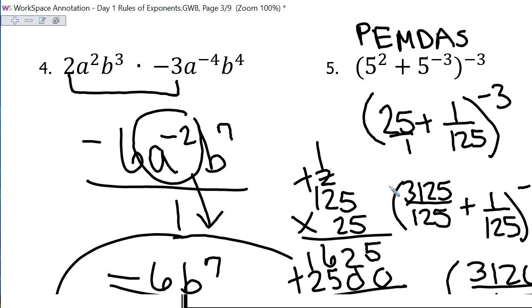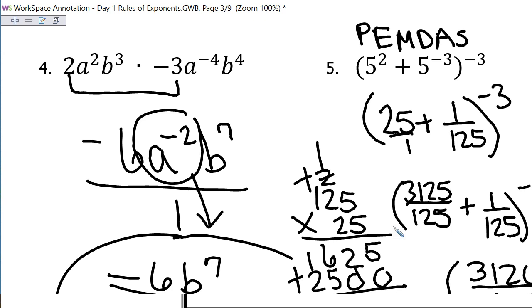Now, who remembers what you need to do if you have a fraction to a negative power? Put it on the other side. What do you mean put it on the other side? What do I do with that fraction? Flip it. So 125 goes to the top, 3,126 goes to the bottom, and negative 3 changes to a positive 3. So if you have a fraction to a negative power, flip the fraction, and the negative power becomes positive.